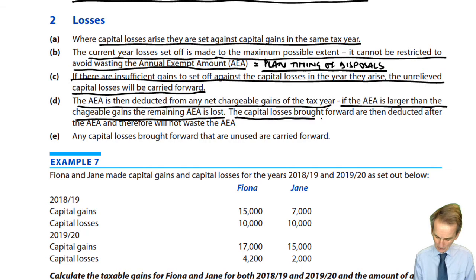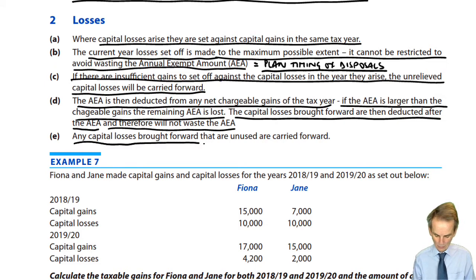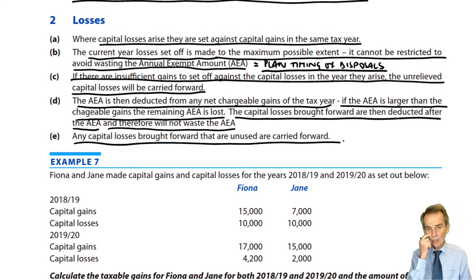The capital losses that are brought forward are then deducted after the AEA and therefore will not waste the AEA. Any capital losses brought forward that are unused continue to be carried forward. We don't ever waste losses brought forward. A loss brought forward is deducted from the net gains of that future year after the AEA of that future tax year has already been deducted.